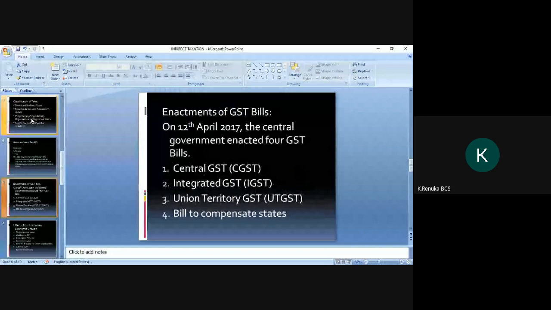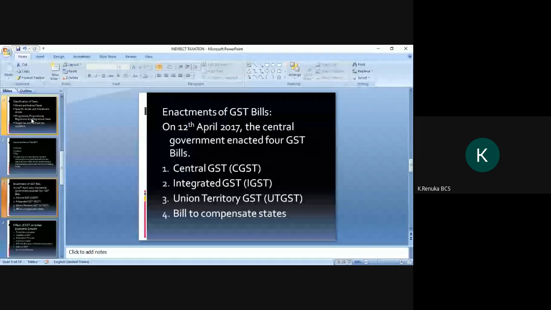On 12th April 2017, the central government enacted four GST bills. First one is central GST, that is CGST. Next is integrated GST, that is IGST. Union territory GST, UTGST. Next is the bill to compensate states. For all these four enactments, that is for the GST bills, they have to make approval. So in a short period, all the states approved the state GST, and union territories and their legislatures have adopted it.